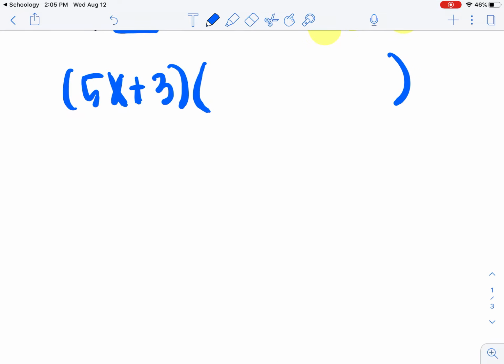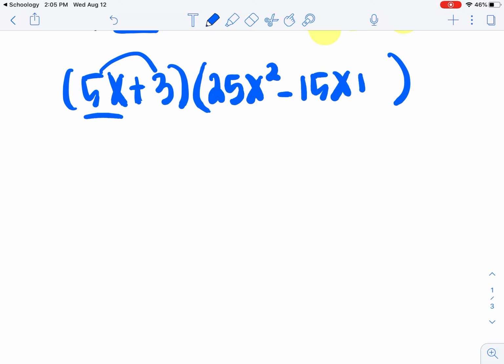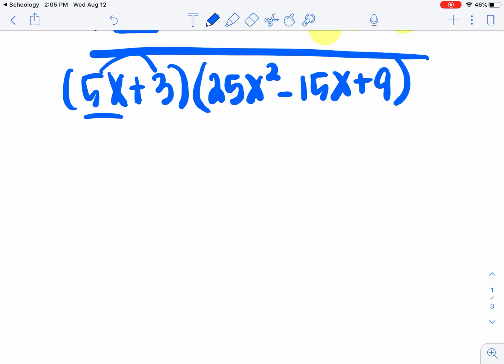SOPs. S stands for square. Square the first term. What's 5x squared? What's 5x times 5x? 25x squared. Opposite, so minus. P, product. Multiply these two. 15x. P, plus sign. S, square the last term, 9.